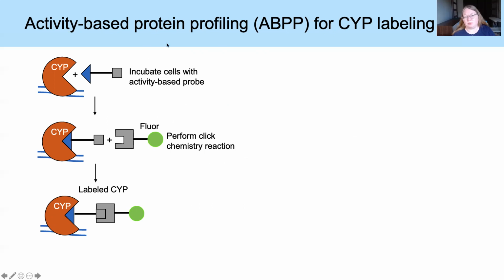And that's activity-based protein profiling. So the idea here is that you have some sort of a probe that can interact with the enzyme in an activity-based manner. In this case, we have a probe that when it reacts with an active CYP will covalently attach to it. And at the end of that probe, there's a click handle so that we can click on a fluor. And that fluor is what we eventually detect.